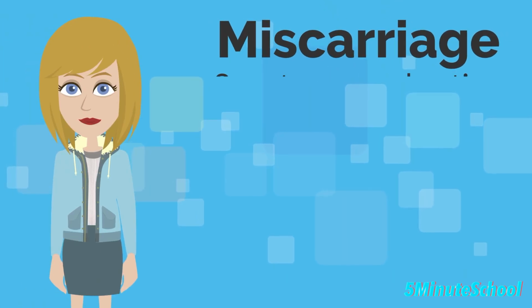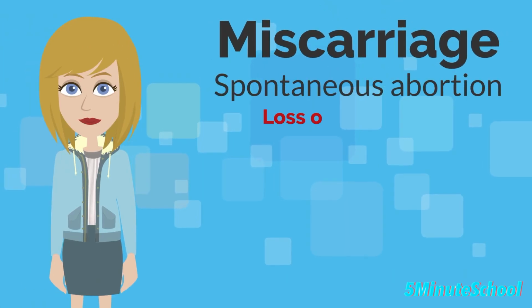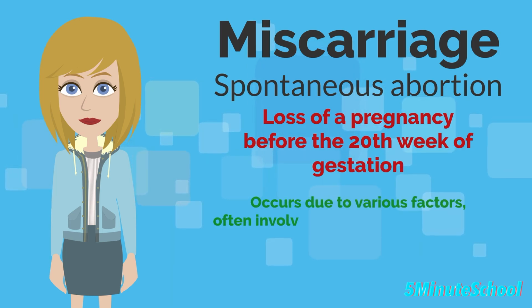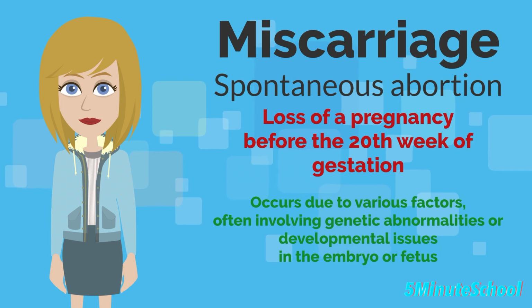A miscarriage is also known as a spontaneous abortion, and it's the loss of pregnancy before the 20th week of gestation. It's a natural and unplanned event that occurs due to various factors, often involving genetic abnormalities or developmental issues in the embryo or fetus. We're going to talk about the details of miscarriage in today's video.